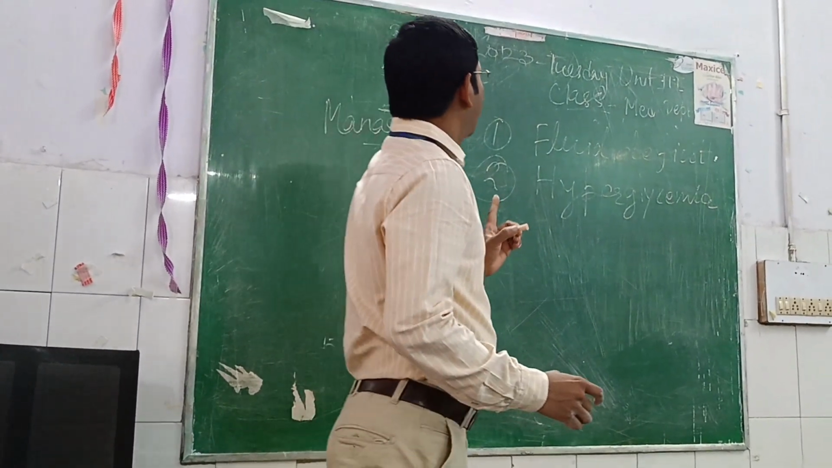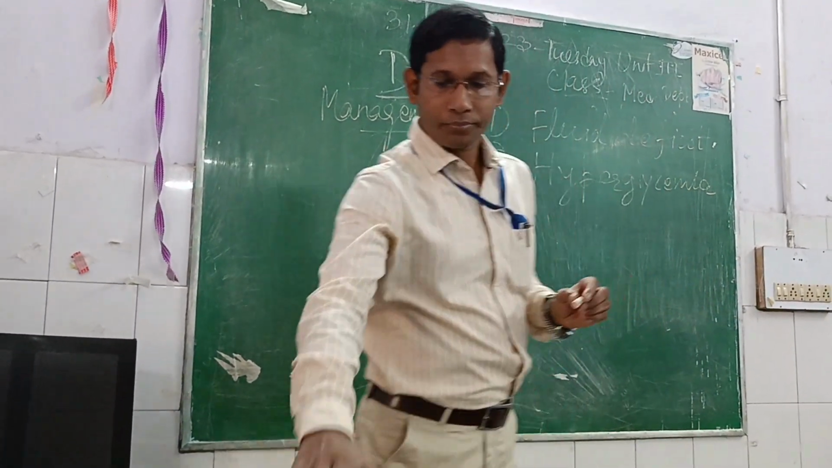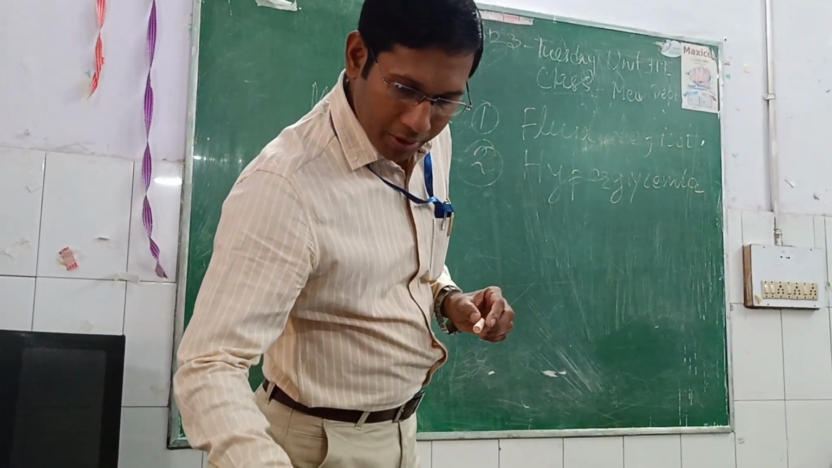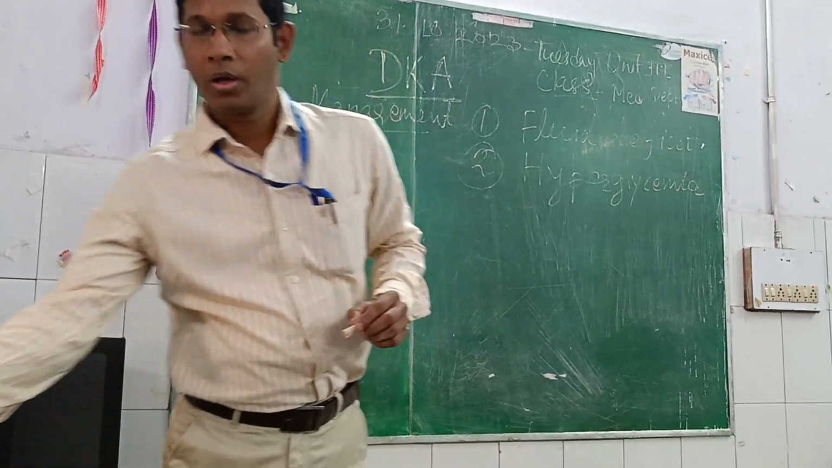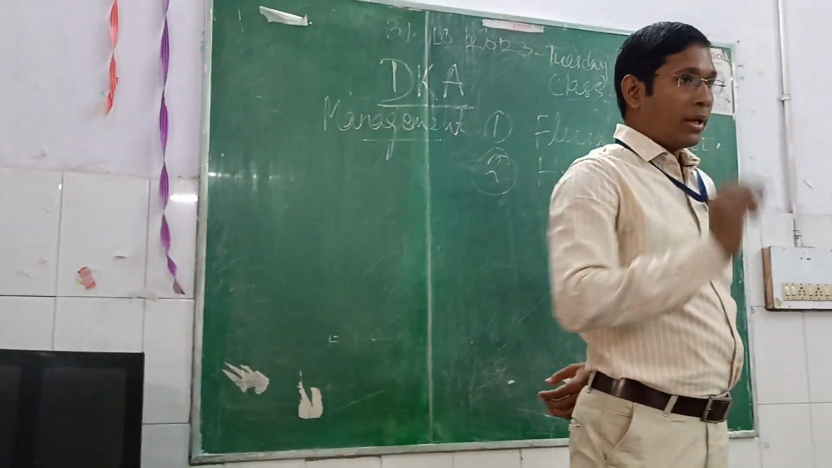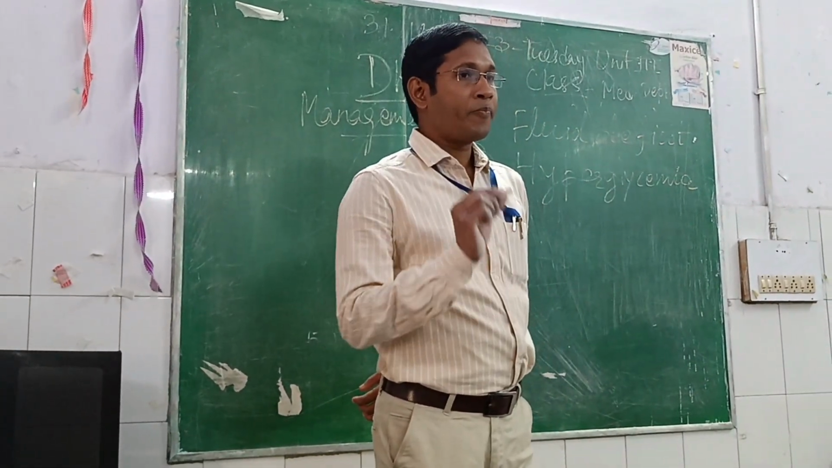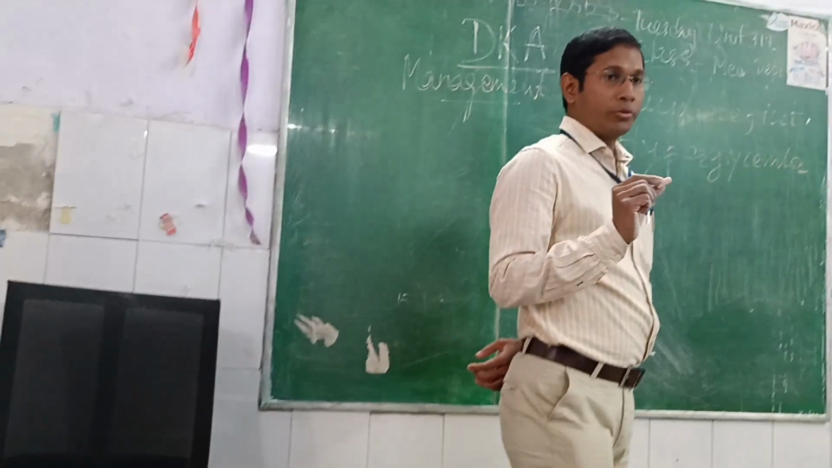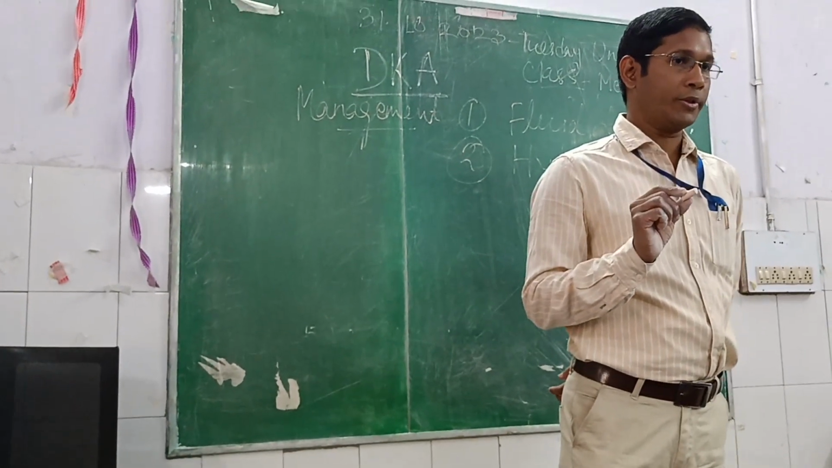But one thing I would say, before you start doing management, you must have the ABG, because without ABG you cannot confirm the diagnosis. And in ABG you also look at one very important electrolyte, that is potassium. This is very important because we have to give IV insulin in case of diabetic ketoacidosis.